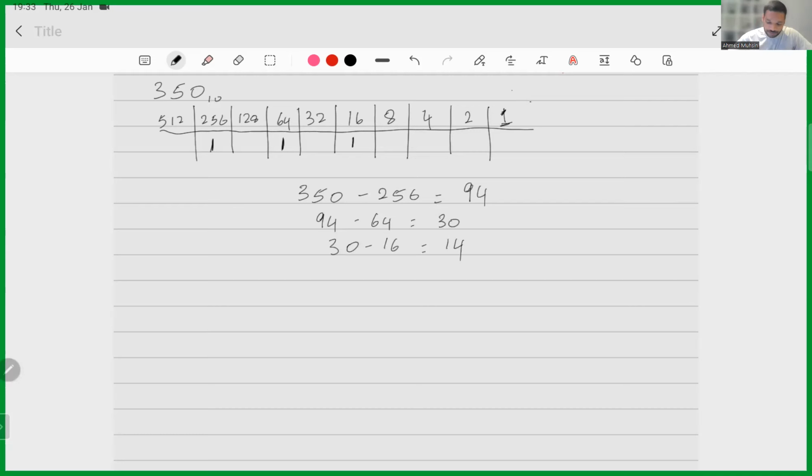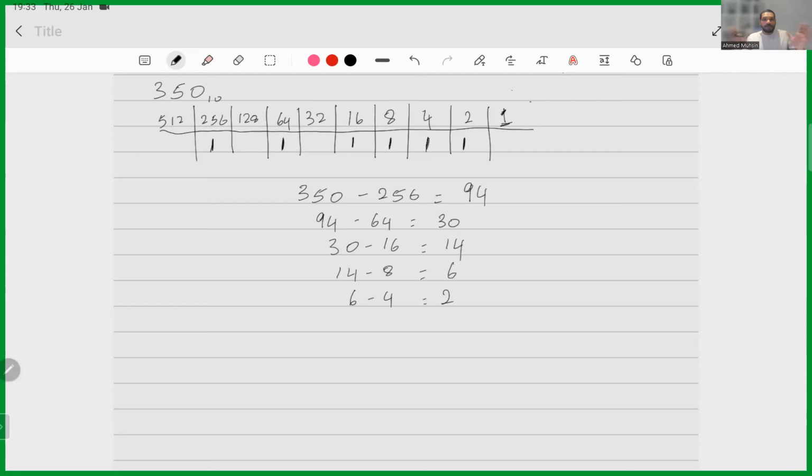14 is closest to which position value? It is 8. So we put 1 over here. Now we have 14 minus 8, which is equal to 6. 6 is closest to which position value? Yes, it is 4. So we put 1 over here. So 6 minus 4 is equal to 2. So we put 1 over here.